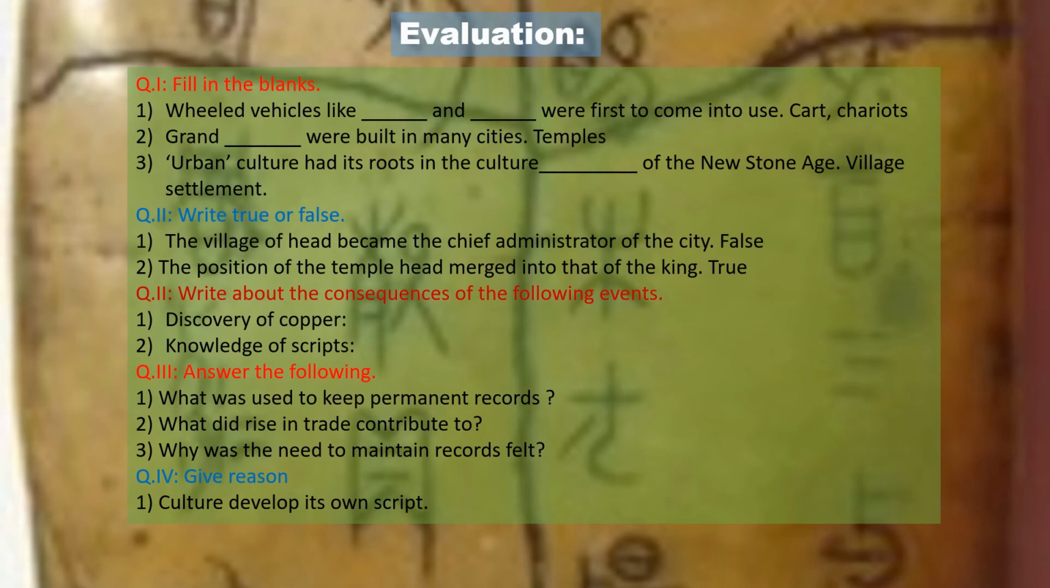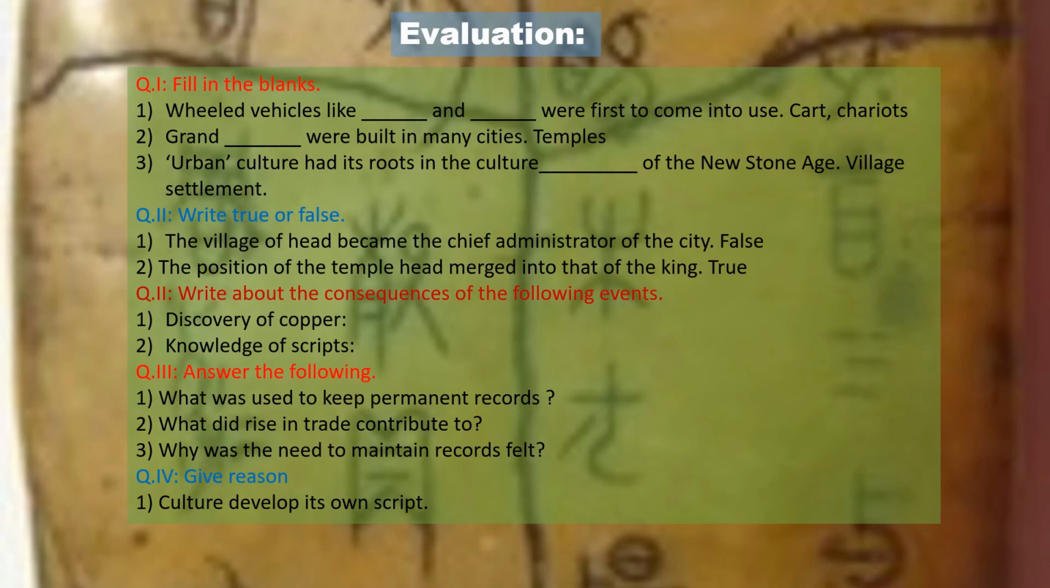Third, why was the need to maintain records felt? Answer: Long distance trade, rapid transport of goods, and centers of large scale production are factors that brought together people engaged in different types of work. Therefore, it became necessary to keep permanent records of the expanding trade and growing population.